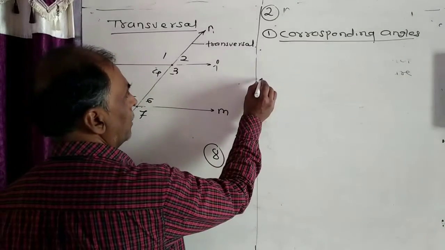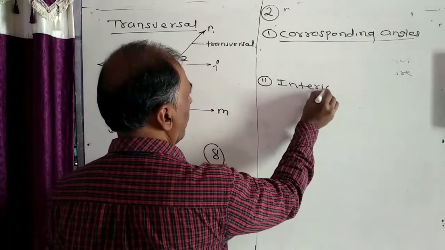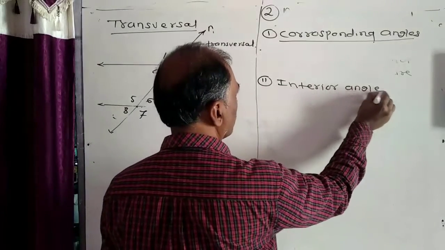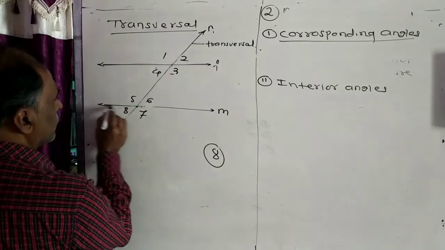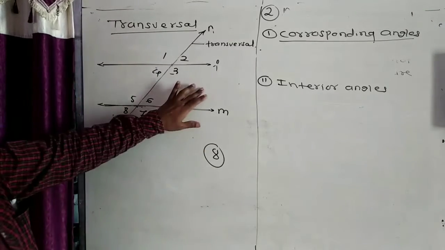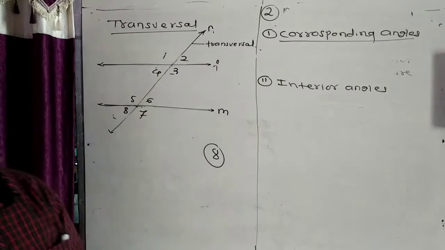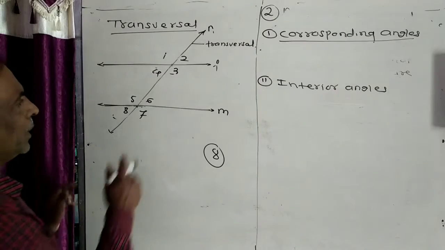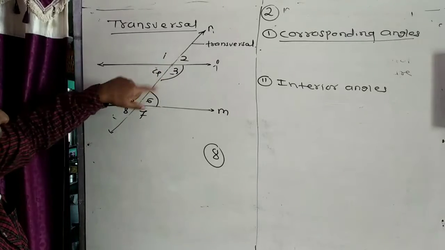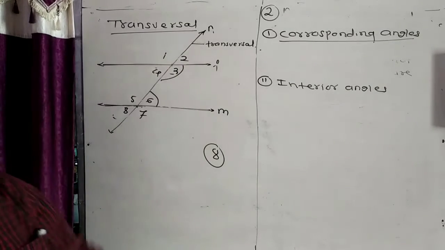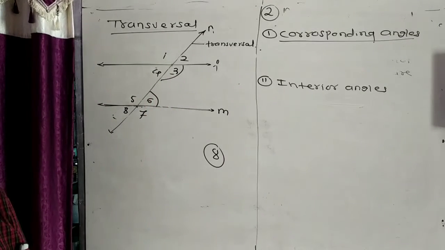Then there is a second pair, that is interior angles. So how to verify the interior angles? They are the angles between the two lines and on the same side of the transversal. So in the figure, angle number 3 and angle number 6 are both on the same side of the transversal and in between the two lines. Such angles are called interior angles. So angle 3 and angle 6 are interior angles.